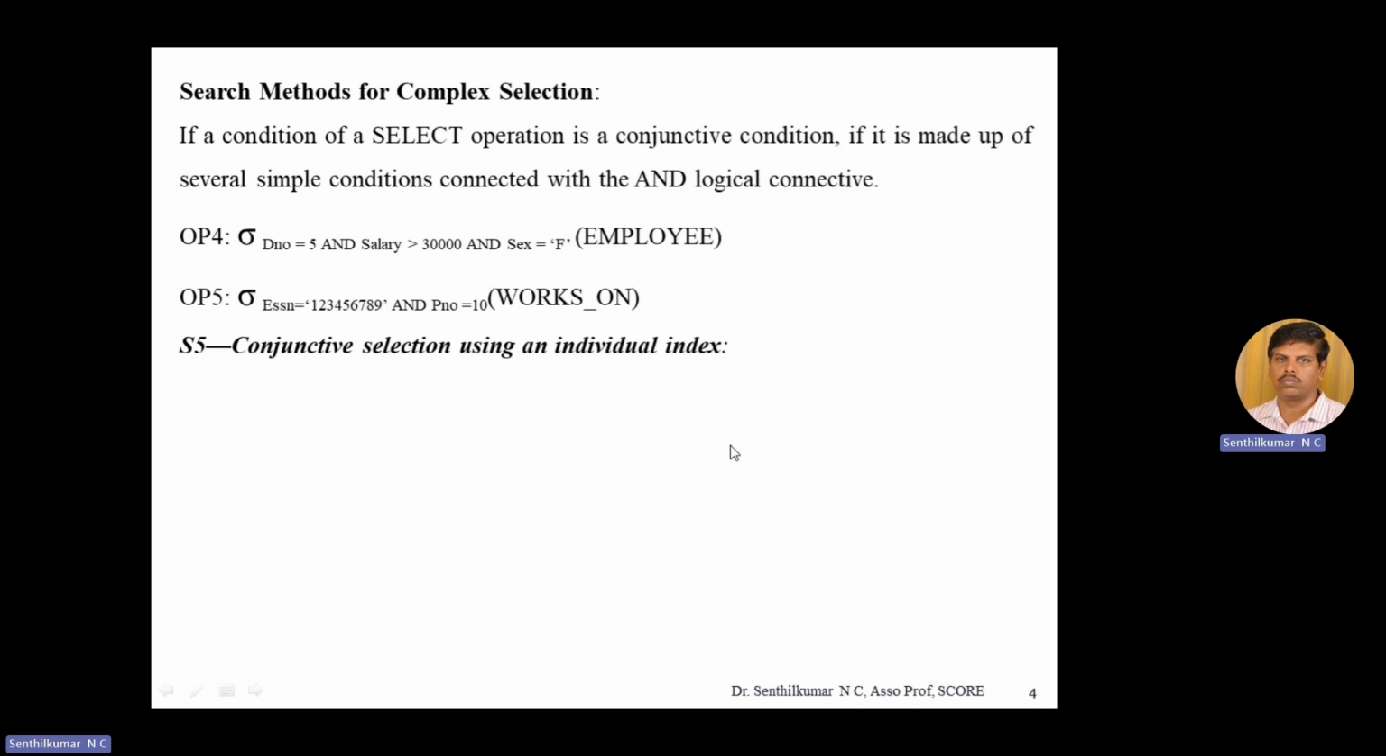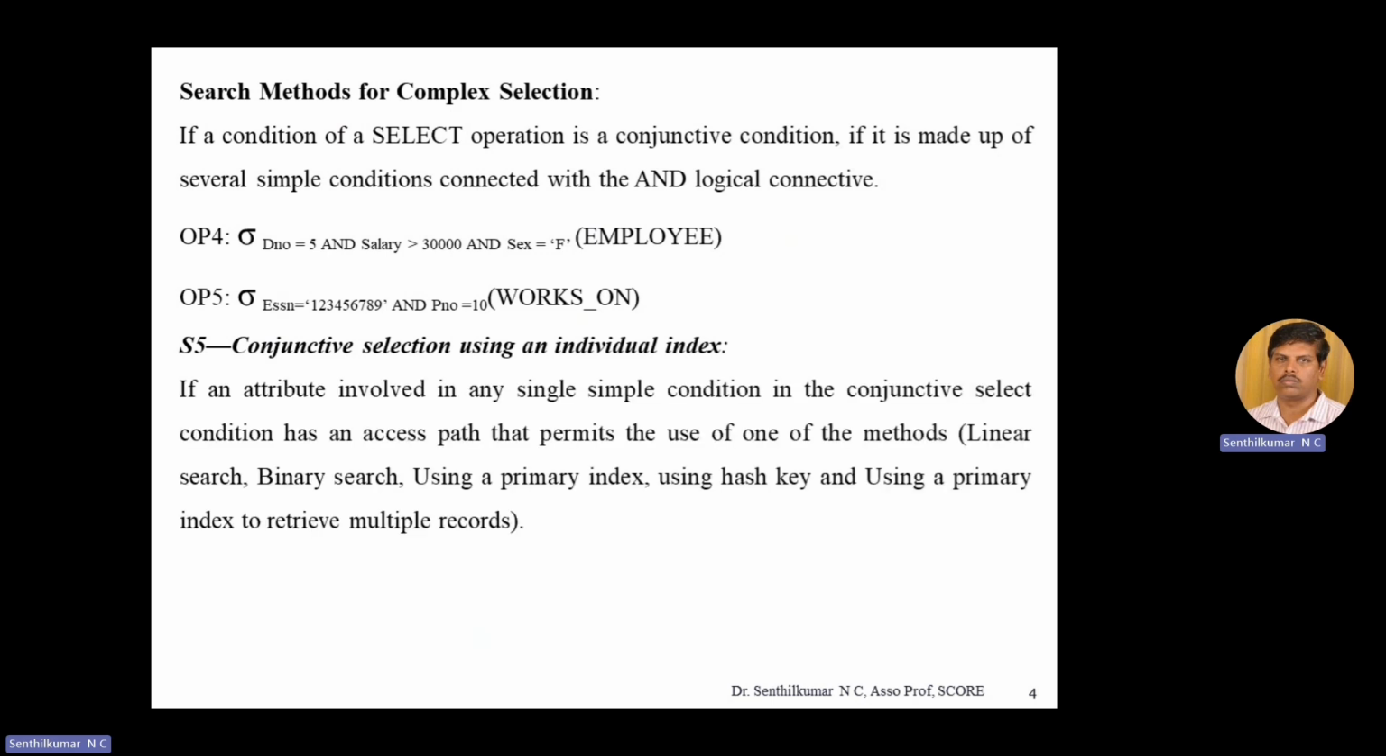For that, the first algorithm is conjunctive selection using an individual index. Individual index means you see that dnumber equal to 5, salary, and sex equal to F are there, no? Each of these will be taken as an individual condition, coming under the simple selection conditions.